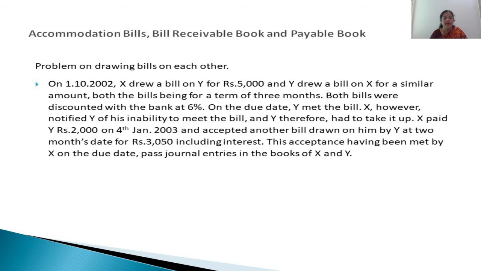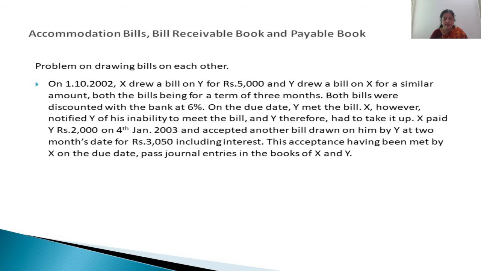Then X accepted the bill, this acceptance having been met by X on the due date. Then X gave acceptance on that new bill, and finally the period of the second bill was 2 months. So from 4th Jan to 2 months means after January 2 months.